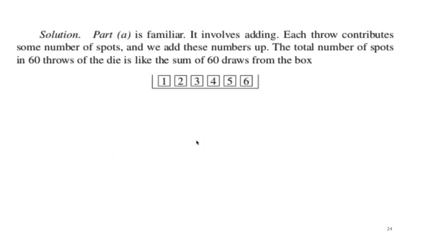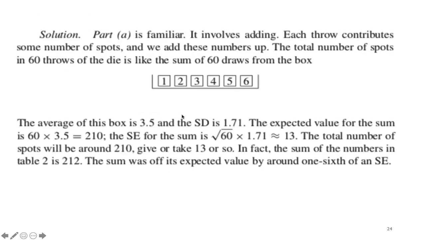Part A is simple. That's basically just finding the sum of a draw from this box. So the average is 3.5. Multiply that by 60, we get 210. So we expect that the sum is 210. The SD of this box is 1.71. We can calculate that, and then the error would be the square root of 60 times 1.71 based on that formula. So that gives us that the error is about 13. So if I pick 60 tickets from this box, I expect to get a sum of 210 where the error is about 13.